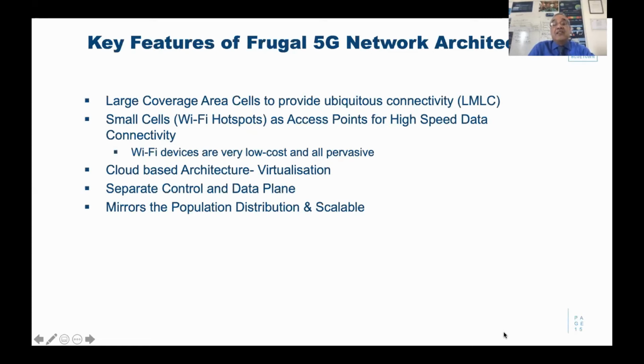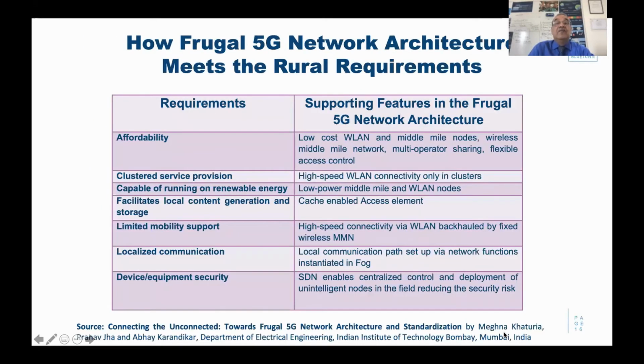A cloud-based architecture is there, going towards virtualization. The control is in the cloud, so they virtualize the control, with separate control and data planes, which is there in 5G also. It mirrors the population distribution and is scalable as per the population, because it is low cost. Access points can be multiplied, and the Wi-Fi spectrum is unlicensed, so you can use, reuse and overuse it. So this is how our vision of the frugal 5G network meets the rural requirements.